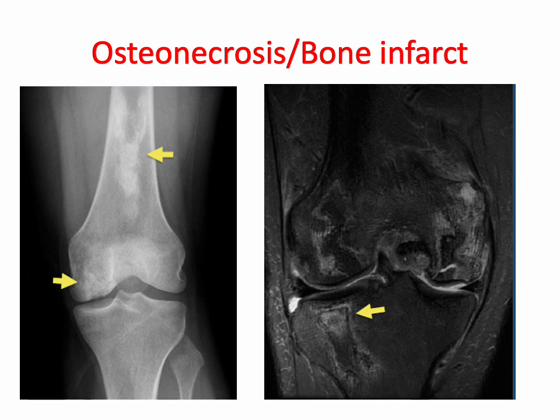This is a plain film and corresponding MR of the knee. The radiograph shows multiple ill-defined sclerotic lesions, including up to the articular margins of the knee, and on MRI multiple geographic regions of abnormal bone marrow with a rim sign, which are more evident in the femoral condyles, suggesting osteonecrosis and bone infarcts.